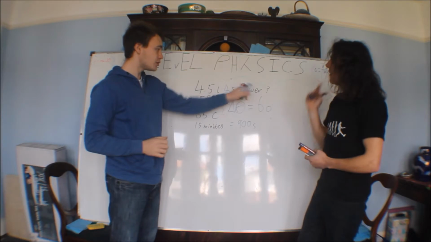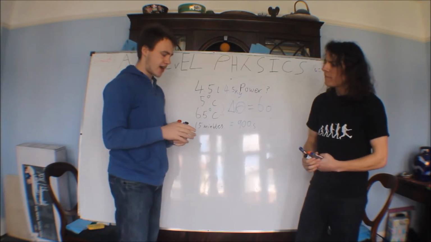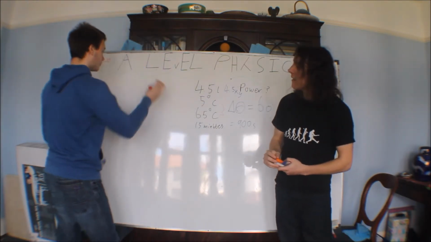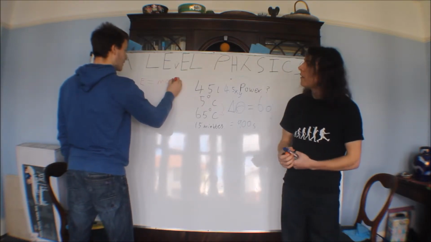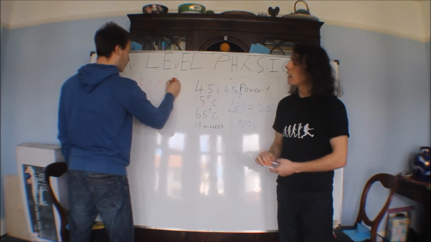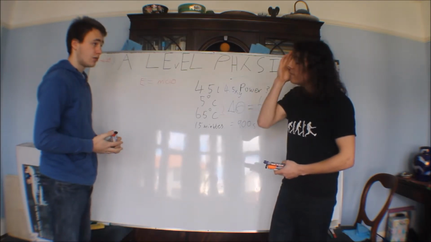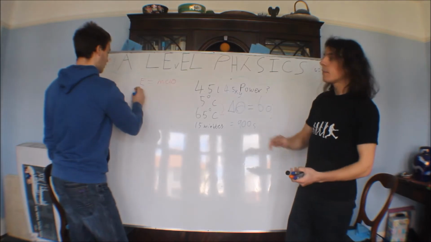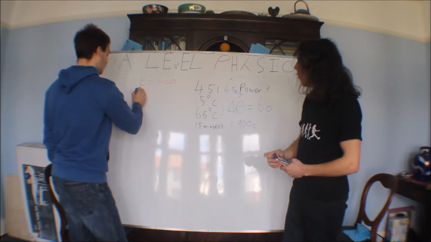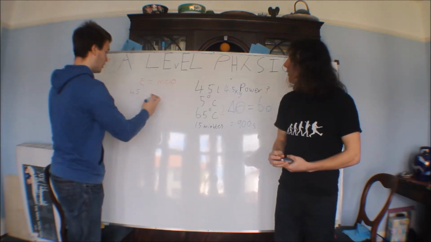So we're trying to work out power, and we have an equation that gives us energy. Now we know that energy over time will give us power. So we'll find the energy and then we'll divide by the time. So let's do that. We need the mass of the subject, that's our water here, 4.5 kilograms.